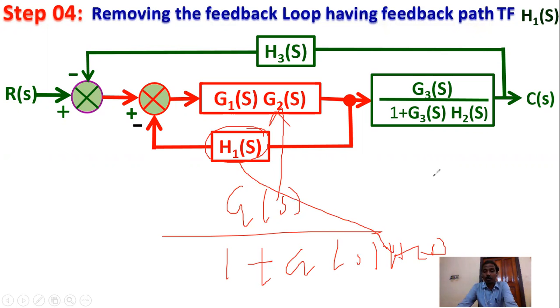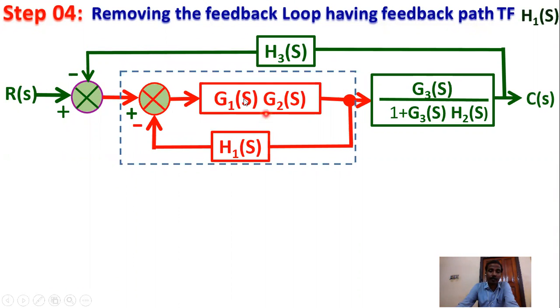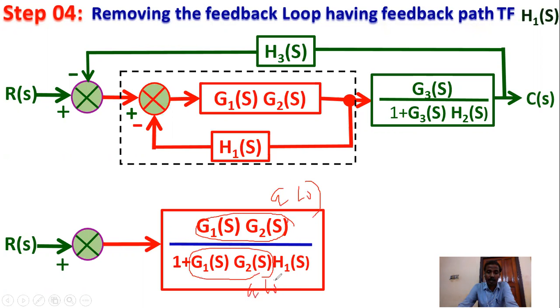So what is the transfer function? Again, this is our target portion, and R(s) reference input. So G1(s) into G2(s), this is G(s) by 1 plus G(s) into H(s), because this portion, this is called G(s), and this is also G(s), and this is H(s). So what is the formula? G(s) by 1 plus G(s) H(s). In this case, G1(s) into G2(s) by 1 plus G1(s) into G2(s) into H1(s).